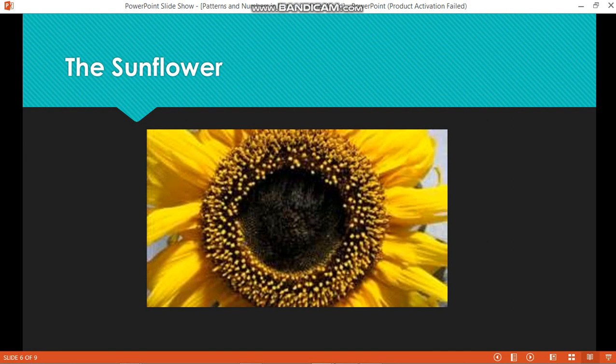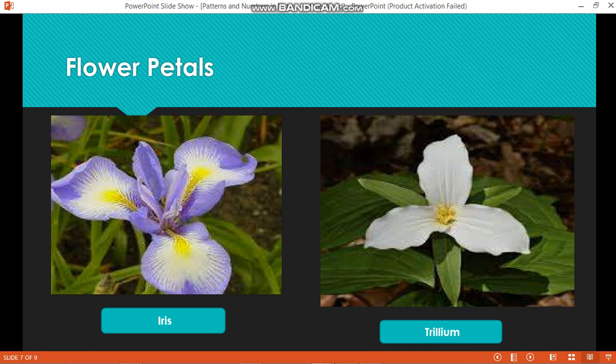And you will notice, yeah, it actually follows the Fibonacci sequence. If you just give it time, you can discover it yourselves. Now, what about the flower petals? We have here the iris and the trillium.